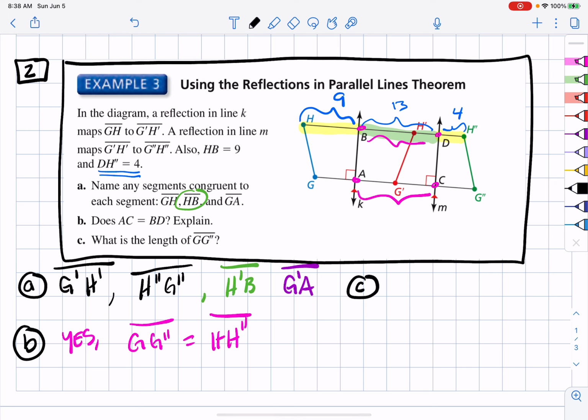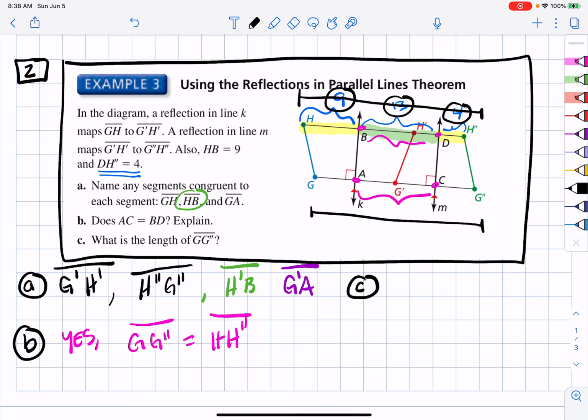And then part C, what is the length from G all the way to G double prime? Okay, so we want to go from here all the way to here. Well, that's going to be the same from here all the way to here. And we already figured out that this was 9, this was 4, and this was 13. So this is going to be a grand total of 9 plus 13 plus 4. So 9 plus 13 plus 4 is equal to 26.